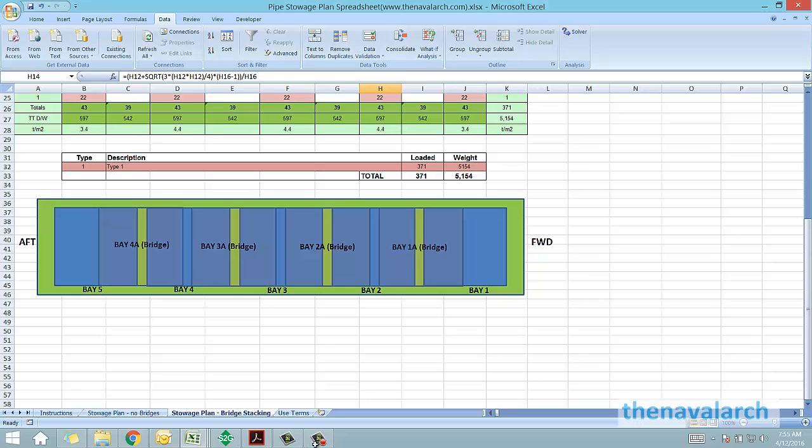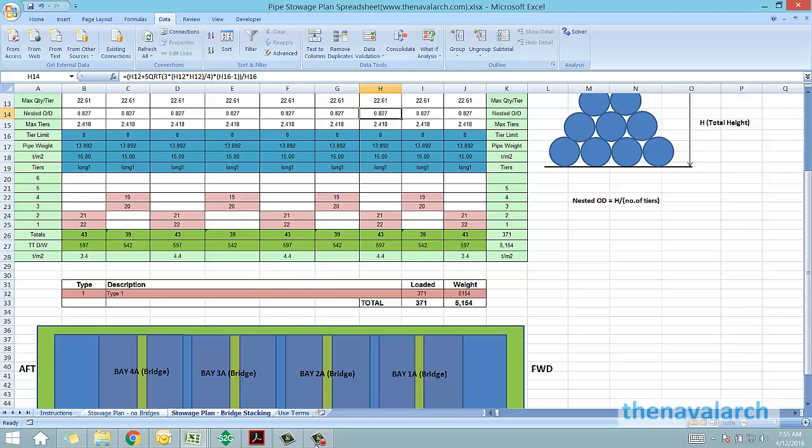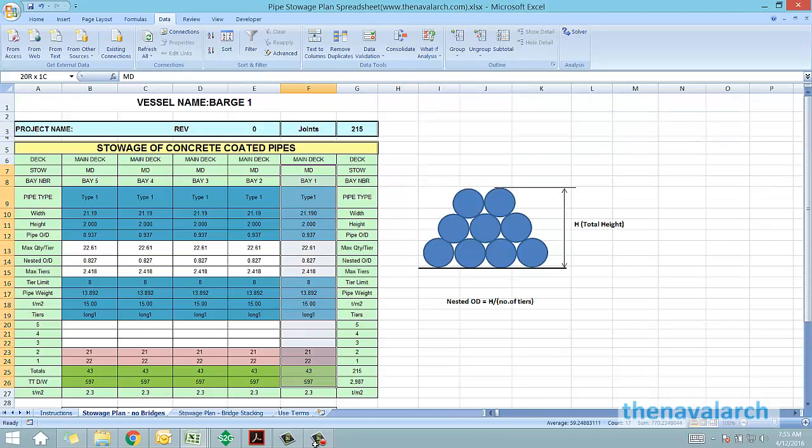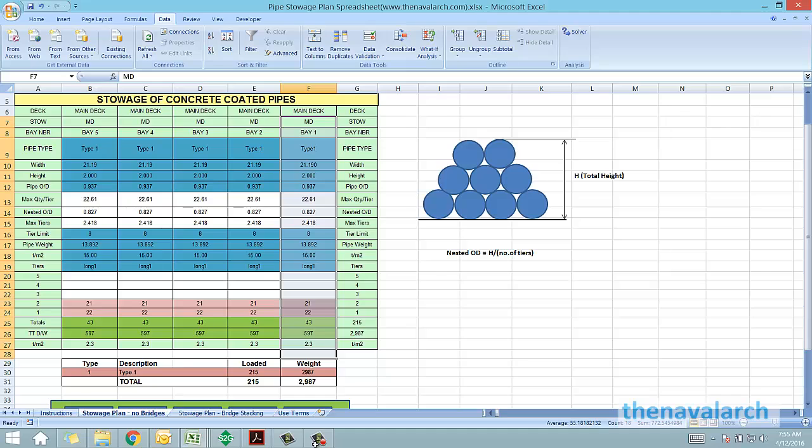We can also see different columns in the worksheet. These represent the different bays. The forwardmost bay is bay 1, the next is bay 2 and so on.